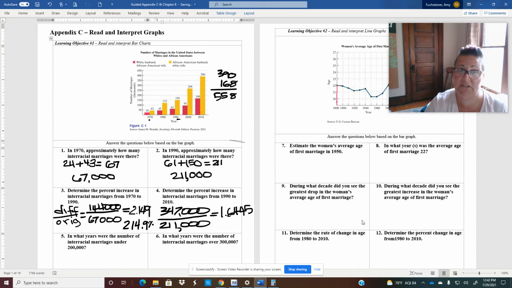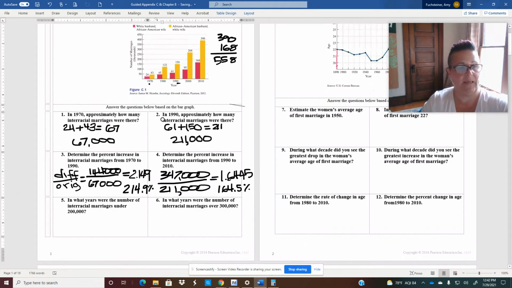So I'm going to change this to a percent. I'm going to multiply it by 100 and put the percent 164.45. I'm just going to go with 164.5% because I went with tenths on the other one. So 164.5% increase in interracial marriages from 1990 to 2010. All right, that works. Okay, scrolling up a little bit.